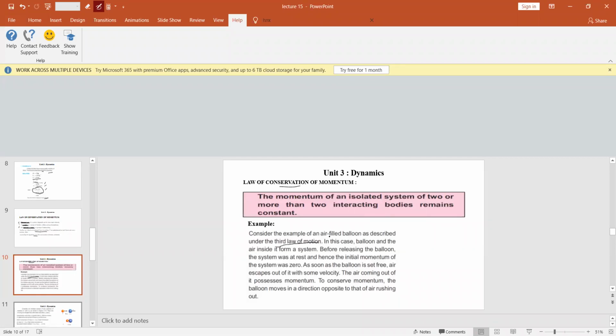All right. So we already discussed this example in our third law of motion, right? So consider the example of an air-filled balloon. Initially the balloon is air-filled and in a state of rest because there is no motion, right? When there is no motion, it means its velocity is zero, and obviously it has some mass. So what happens when we release the balloon? The balloon starts moving in the forward direction, and the air is blowing out from the balloon in the opposite direction, which is basically the third law of motion.